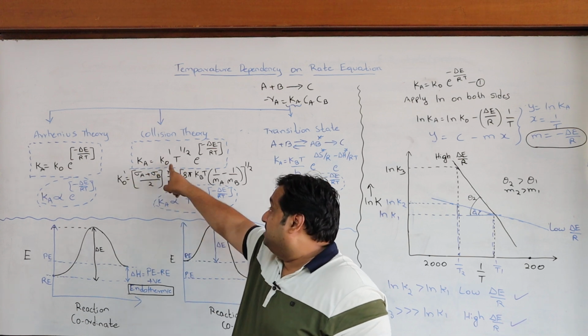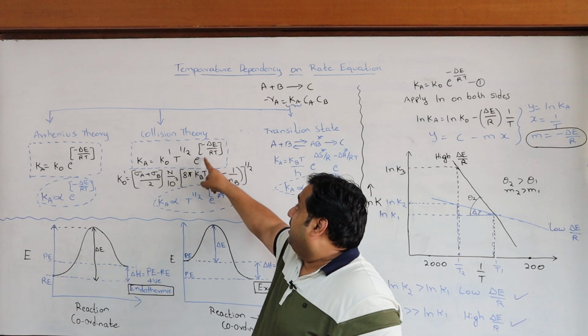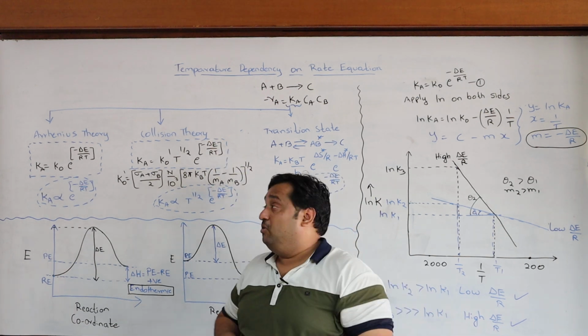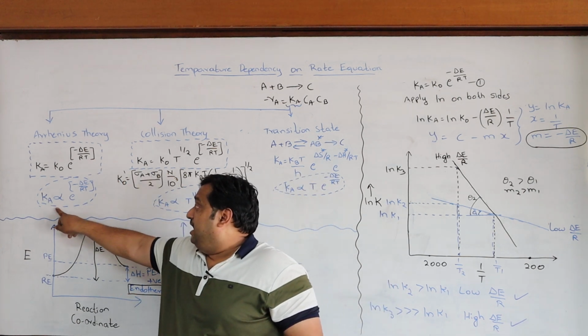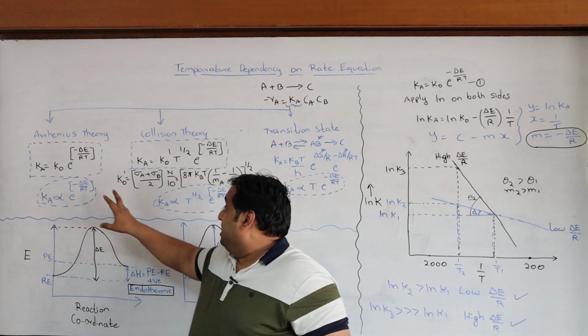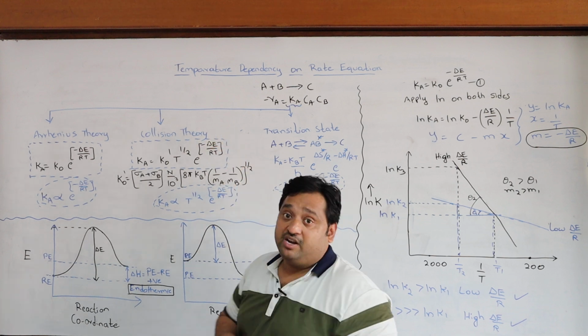You need to know K0 dash, the temperature, and the activation energy also. If you know all the information, then you are able to estimate the value of Ka. In Arrhenius theory, Ka is proportional to only the exponential term. Here, Ka is proportional to the temperature term as well as the exponential term.